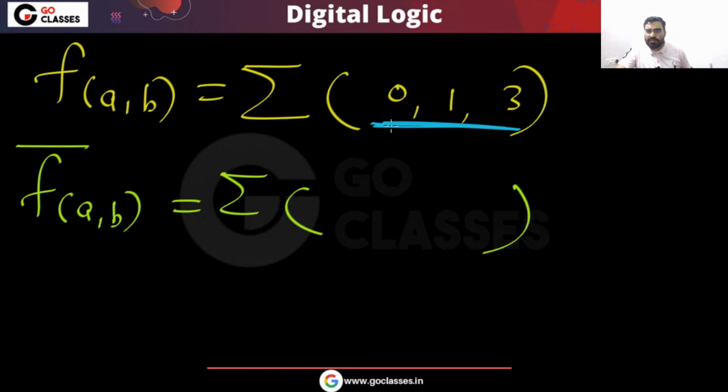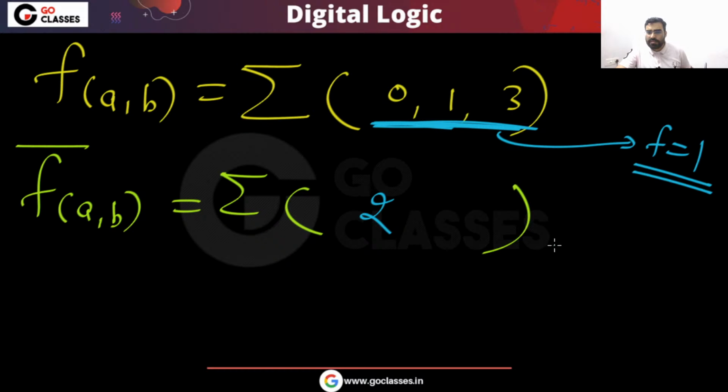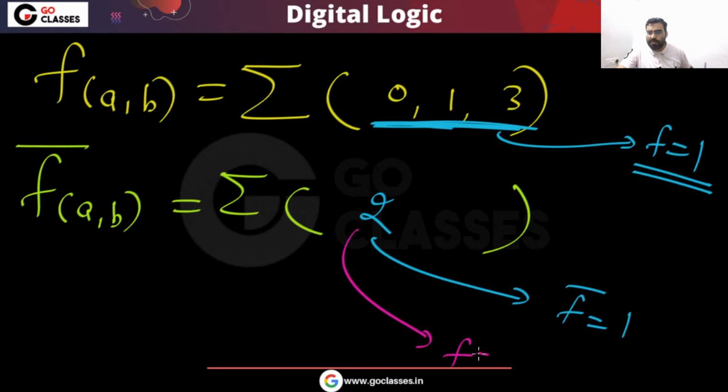You can notice the function is 1 here, so your F complement will be 0 here. Yes or no? For these terms F is 1, so automatically for the remaining term your F will be 0, or I can say F complement will be 1. So I can say F complement will be like this.